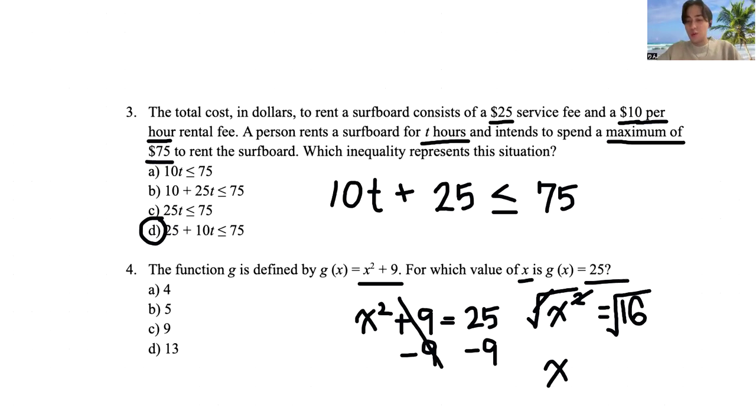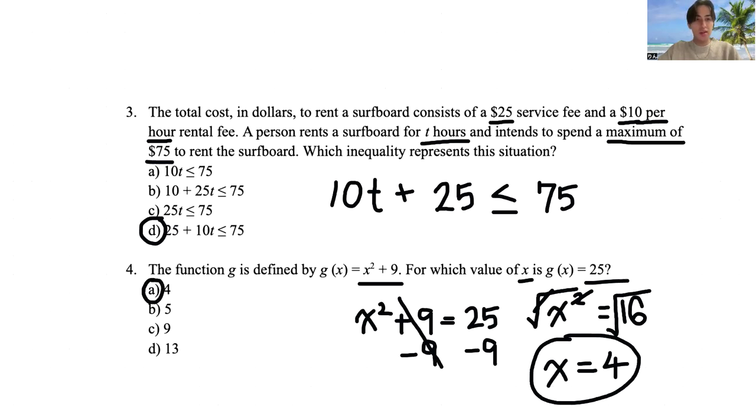If you do one thing to one side, you have to do it to the other side. So we now have to find the square root of 16, which is 4. The reason is 4 times 4 is 16, so the square root of 16 is 4. If you want to double check, you can always plug it into your calculator and it'll give you the answer, which is 4. So we know our answer is x equals 4. So the answer must be A.